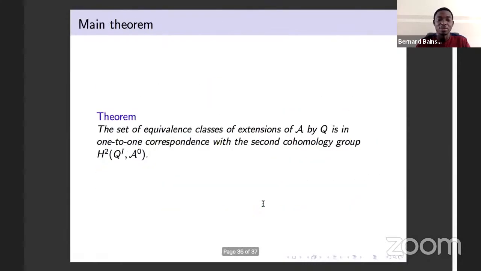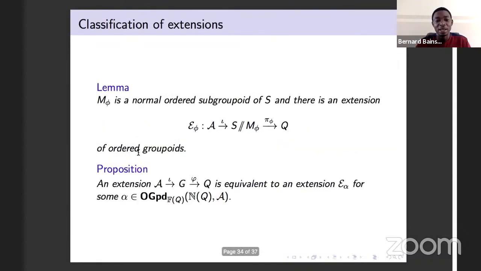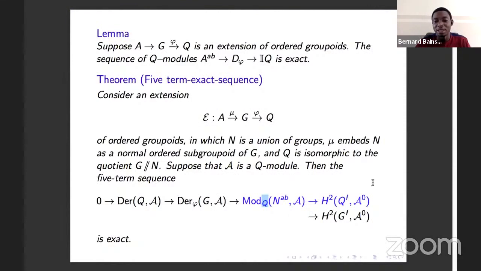And so based on that, we can state the main theorem that says that the set of equivalence classes of extensions of the ordered groupoid A by Q is in one-to-one correspondence with the second cohomology group, H2 of Q with coefficients in A0, and not just Q with coefficients in A. The isomorphism is obtained from the fact that this object here is trivial, because A0 is going to be injective and higher cohomology groups will vanish.